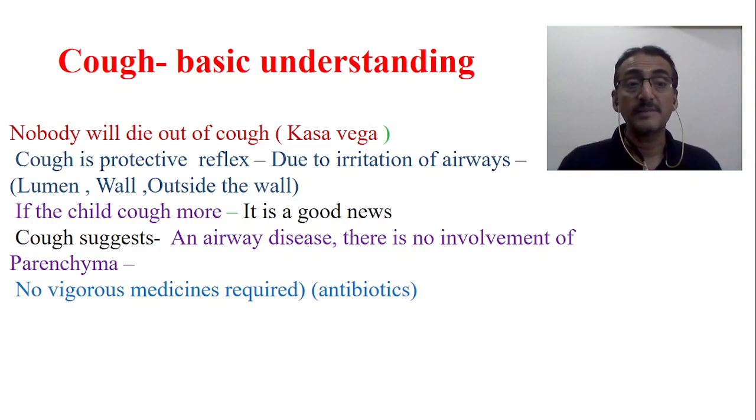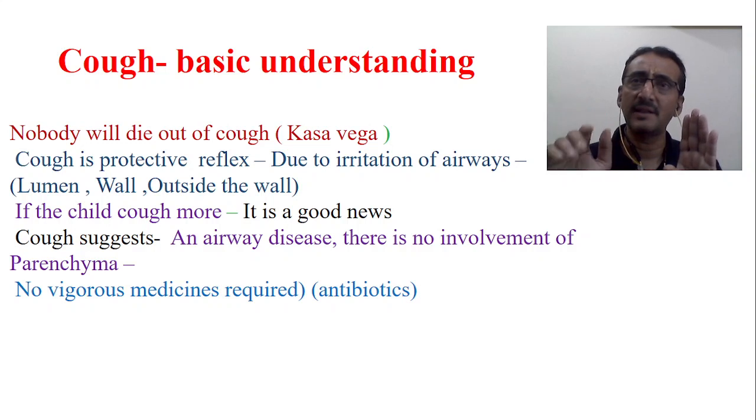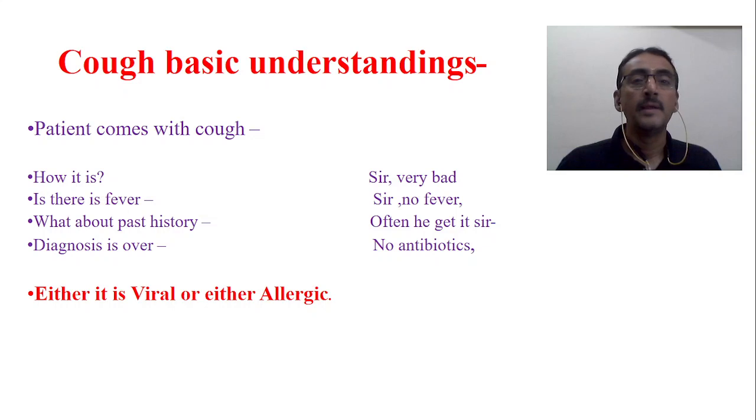So cough suggests an airway disease, and there is no involvement of parenchyma. Therefore, only cough is there, even if severe, and no vigorous medicines are required. Don't go for unwanted antibiotics or so many other things. Actually, no medicines are required when the child is coughing. Coughing suggests that the disease is still in the airway and the child is safe. Give some medicines to decrease the discomfort of the cough, but don't give any medicine to suppress the cough. That we will see in the later slides.